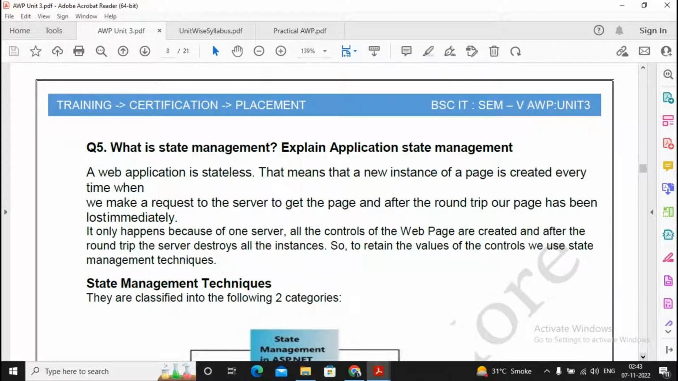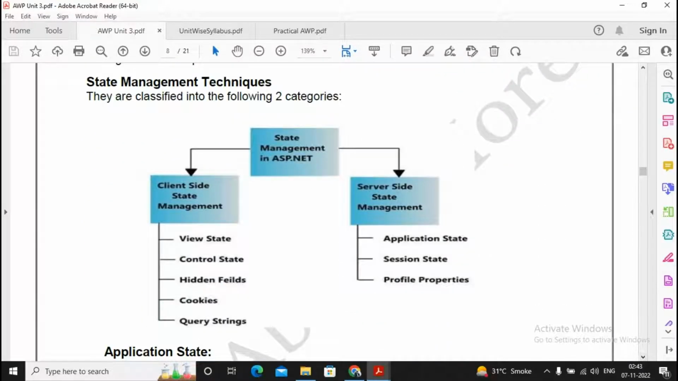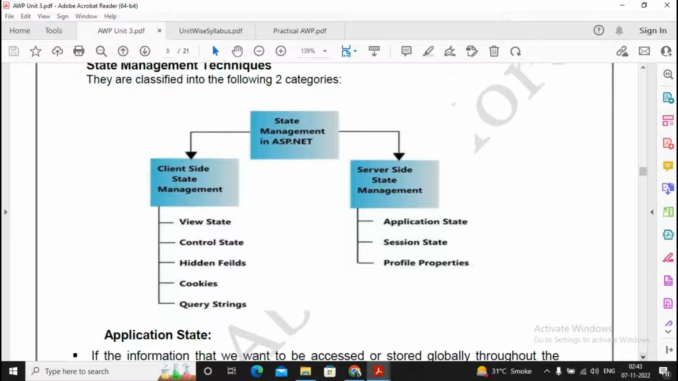What is state management? Explain application state management. This is again an important question. This figure is quite important: state management, client side state management and server side state management. So please prepare well for this.